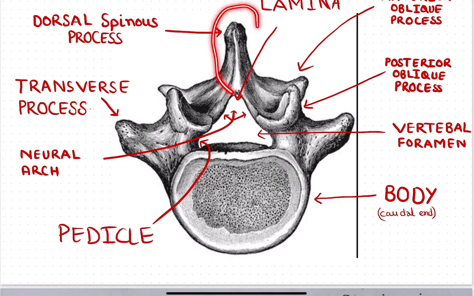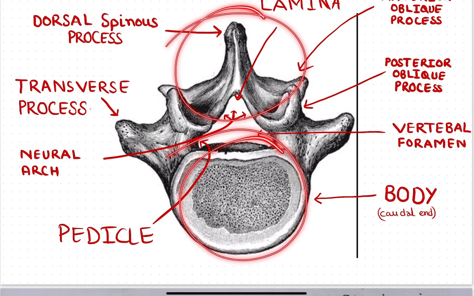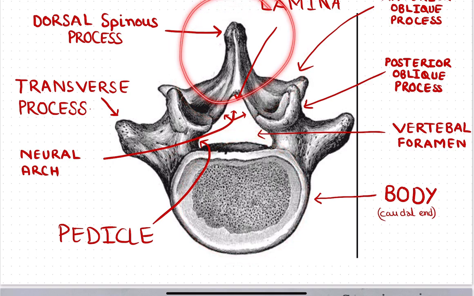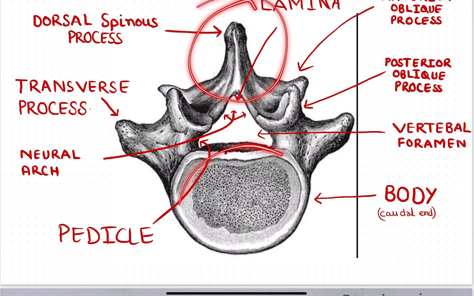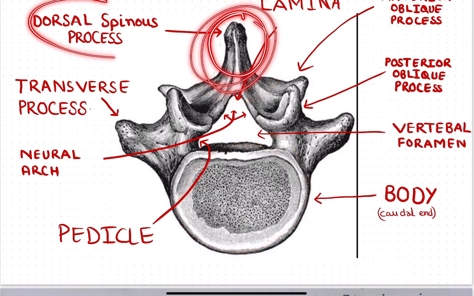Now we have this dorsal spinous process. This is the dorsal region, this is the ventral region. As I told you in the first lecture of osteology, this is the dorsal region which is close to the body, and this is the ventral region which is away from the body. So this is known as the dorsal spinous process.